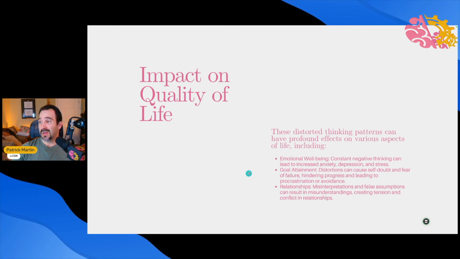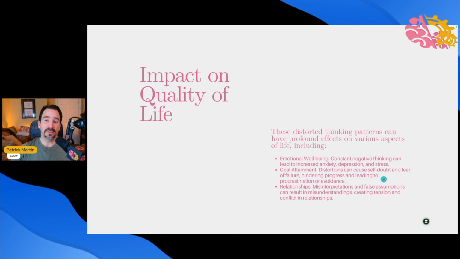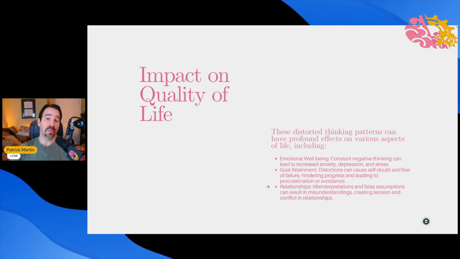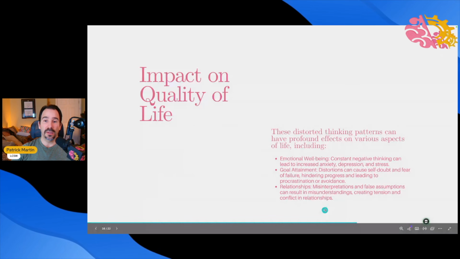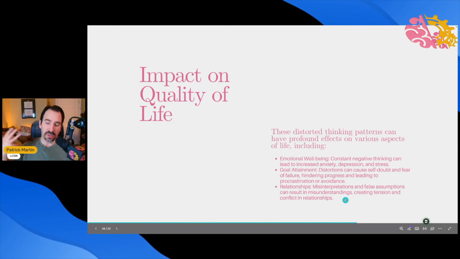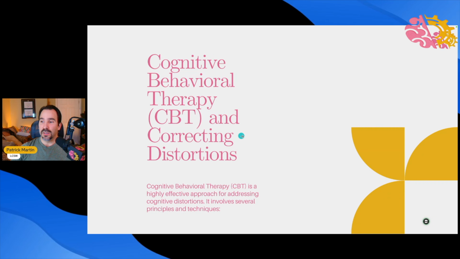So it can affect our emotional well-being. Constant negative thinking can lead to, obviously, increased anxiety, depression, and stress. It can affect our goal attainment because it increases our self-doubt and fear of failure, hindering progress and causing us to procrastinate and avoid the things we would otherwise feel motivated to do, right? It affects our relationships due to misinterpretations and false assumptions, and results in misunderstanding, which raises tension in relationships, and then, of course, causes damage.